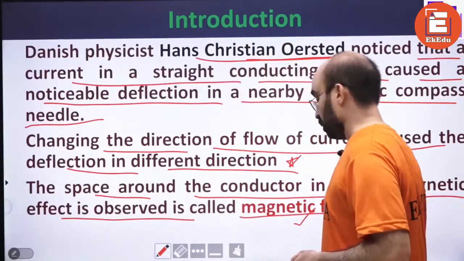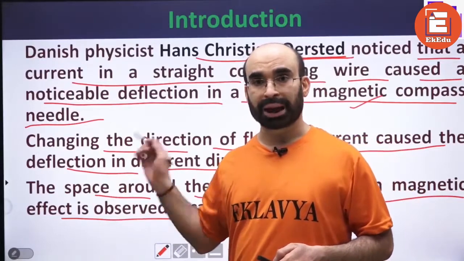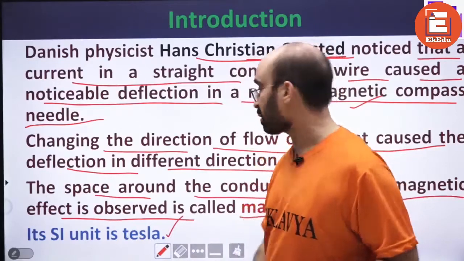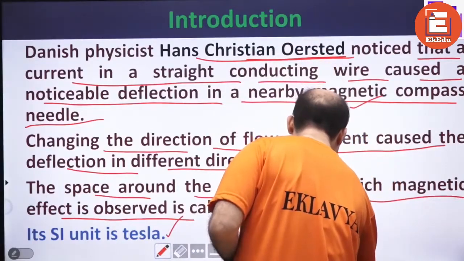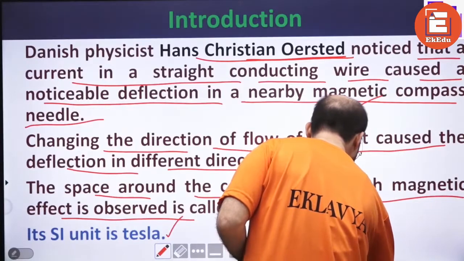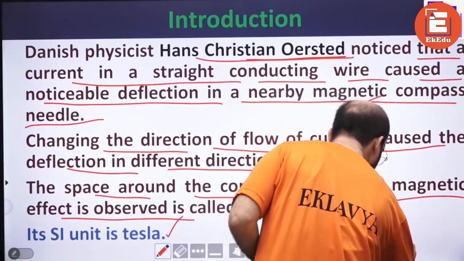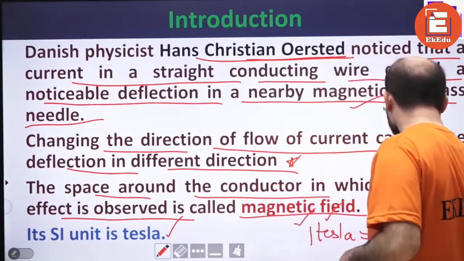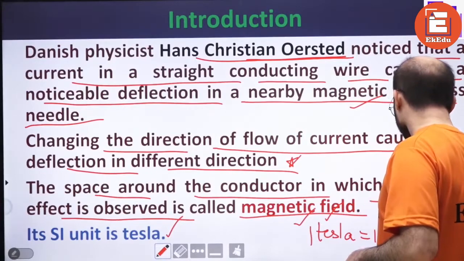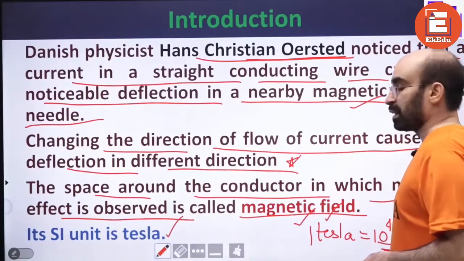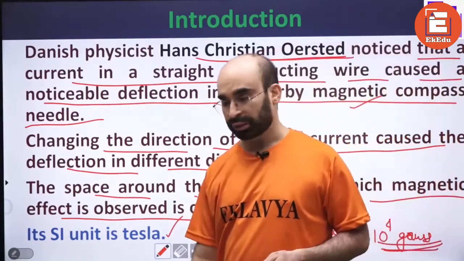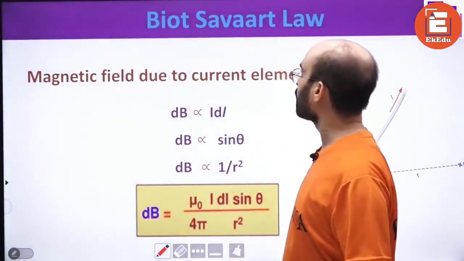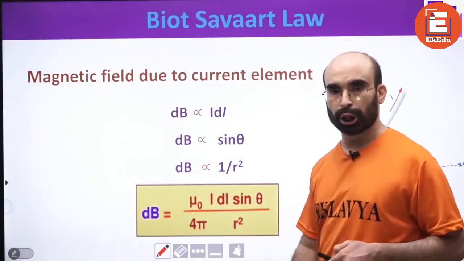Now, what is the unit of magnetic field? The SI unit of magnetic field is Tesla. And one more thing, 1 Tesla equals 10 raised to power 4 Gauss. Gauss is the CGS unit of magnetic field. Okay, now BS law, that is Biot Savart Law.